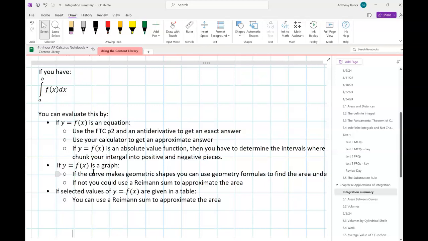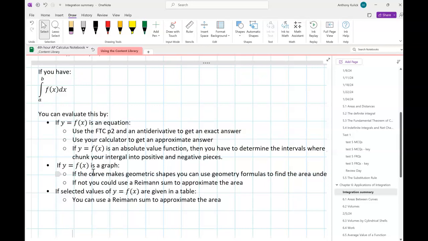And if you're given selected values of your function just in tabular form, like in a table, probably the best you can do is a Riemann approximation, right? You can't even make them equal-width rectangles. You can just make whatever widths you have the information to make, and there you go. But in general, those are the three different presentations you can have for one of these integral problems.